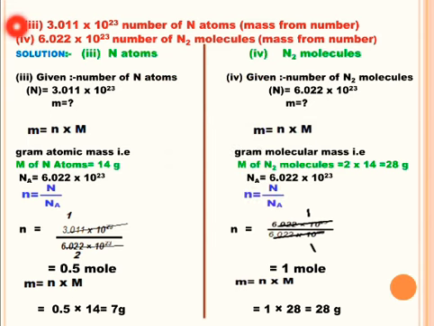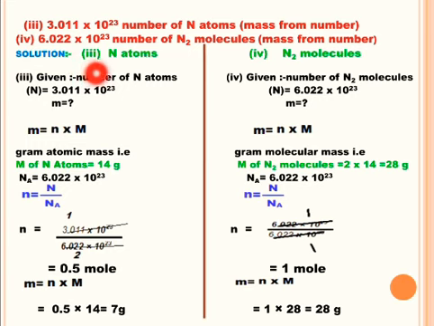See part number 3. In this numerical, we have to calculate mass from 3.011 × 10^23 nitrogen atoms. In the previous example, we calculated the mass from moles of atoms and moles of molecules. But here, we have to calculate the mass from number of atoms and number of molecules: number of atoms in part 3 and number of molecules in part 4. Let's find out the solution of such numericals.